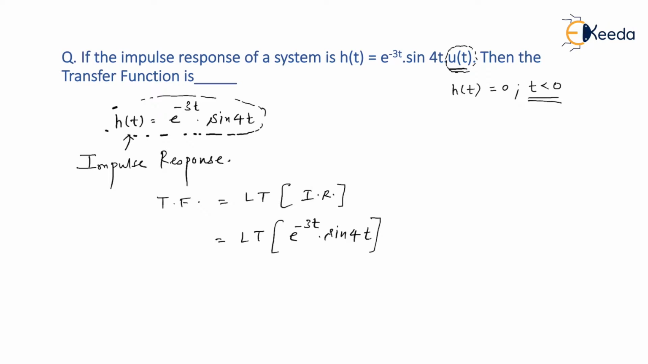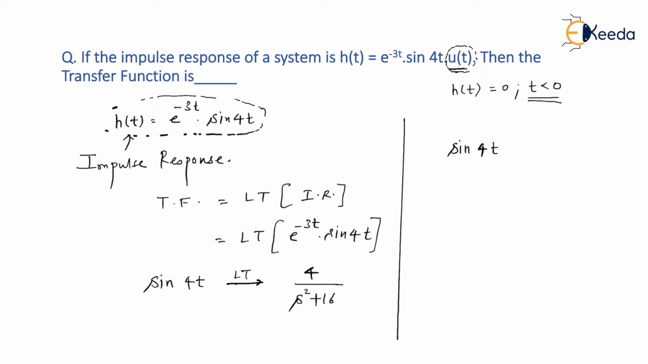Before I take the Laplace transform, let me remind you. Suppose you have this function, sine 4t. What was the Laplace transform for this? You know that for sine omega t, we write the Laplace transform as omega upon s square plus omega square. Here omega equal to 4. So I can write it like this, 4 upon s square plus 16. Am I right?